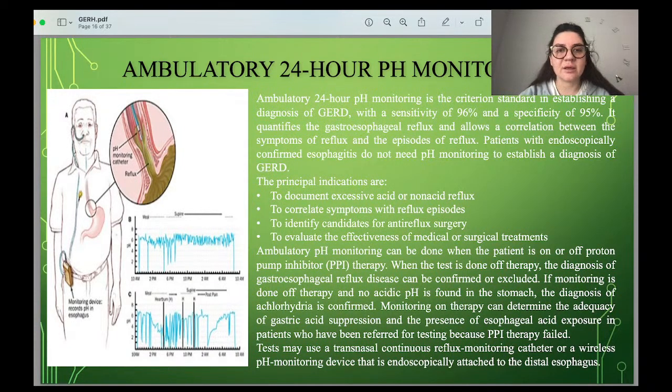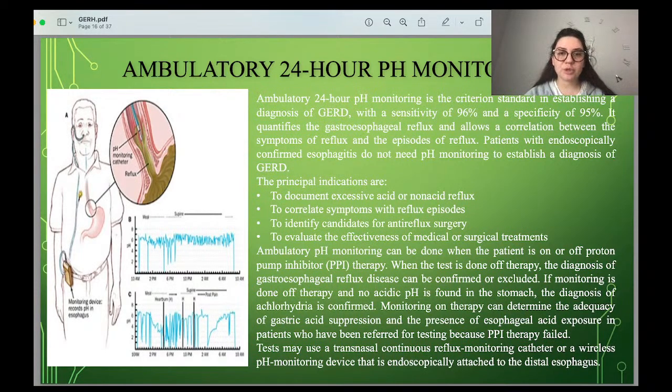It quantifies the gastroesophageal reflux and allows a correlation between symptoms of reflux and episodes of reflux. Patients with endoscopically confirmed esophagitis do not need pH monitoring to establish the diagnosis of gastroesophageal reflux disease. The principal indications are to document excessive acid or non-acidic reflux, to correlate symptoms with reflux episodes, to identify candidates for anti-reflux surgery, and to evaluate the effectiveness of medical or surgical treatments.